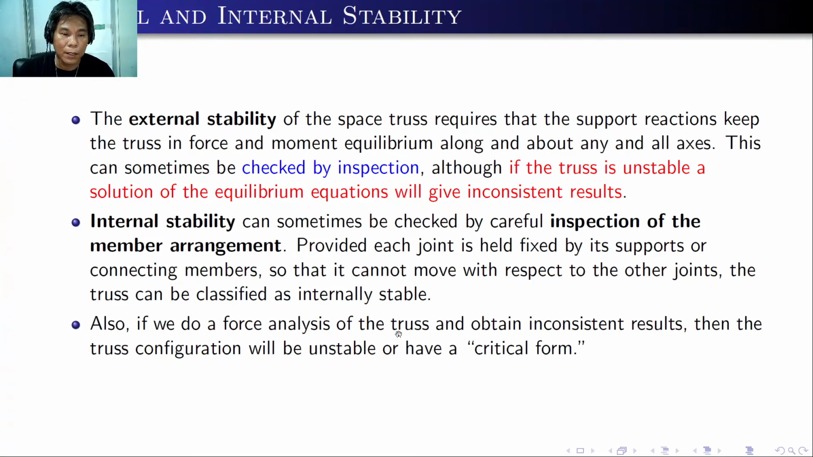For the internal stability, this can be checked by careful inspection of the member arrangement, provided each joint is held fixed by its supports or connecting members so that it cannot move with respect to the other joints. The truss can then be classified as internally stable. Also, if we do a force analysis of the truss and obtain inconsistent results, then the truss configuration will be unstable or have a critical form.